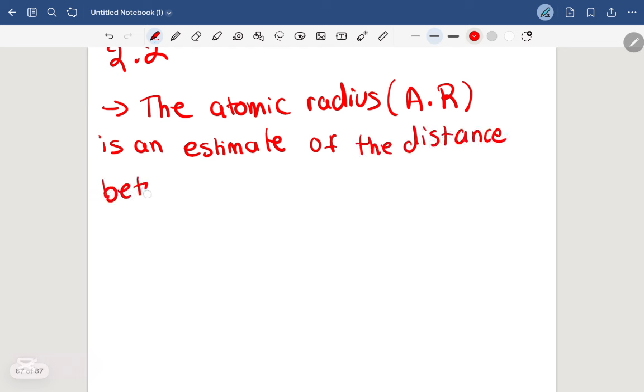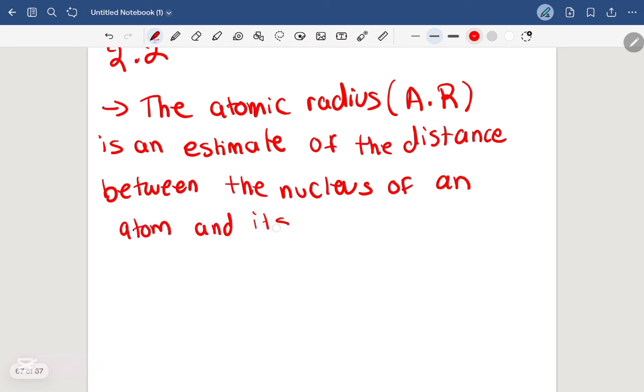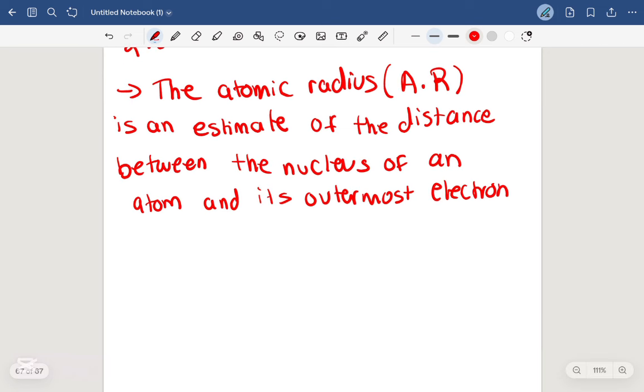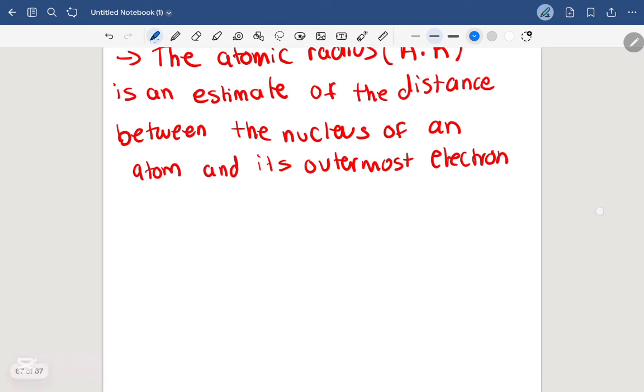between the nucleus of an atom and its outermost electron. Perfect. So the atomic radius, AR, is an estimate of the distance between the nucleus of an atom and its outermost electron. Now, how do scientists actually calculate it?